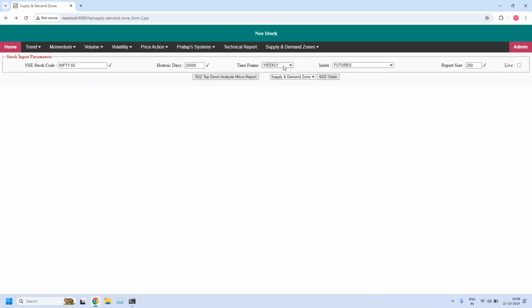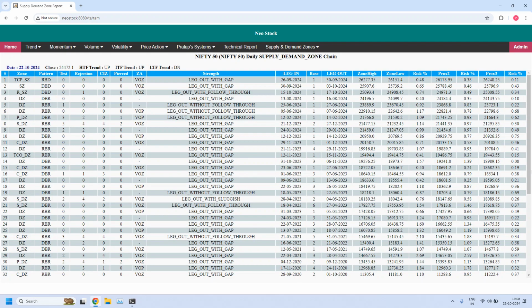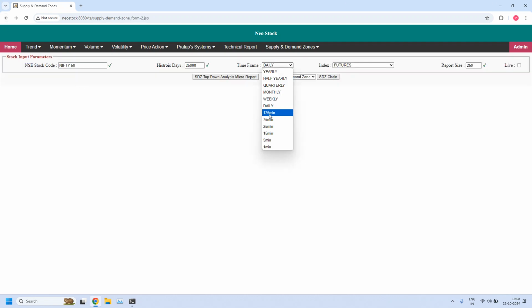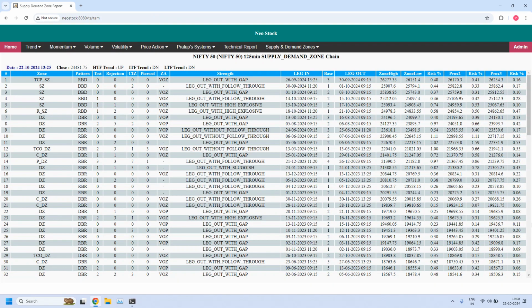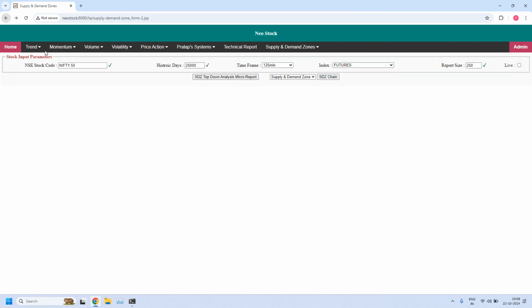Next time frame is daily. I'm generating daily supply demand zone chain for NIFTY. Next time frame is 125 minutes. I'm generating 125 minute supply demand zone chain for NIFTY. Next time frame is 75 minutes. I'm generating 75 minute supply demand zone chain for NIFTY.